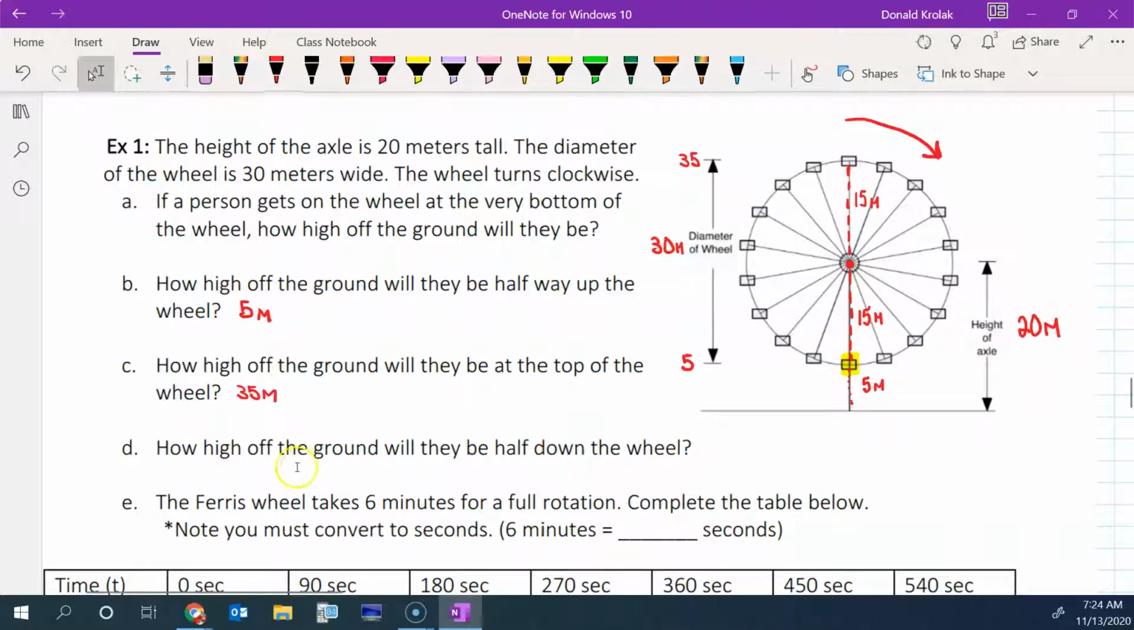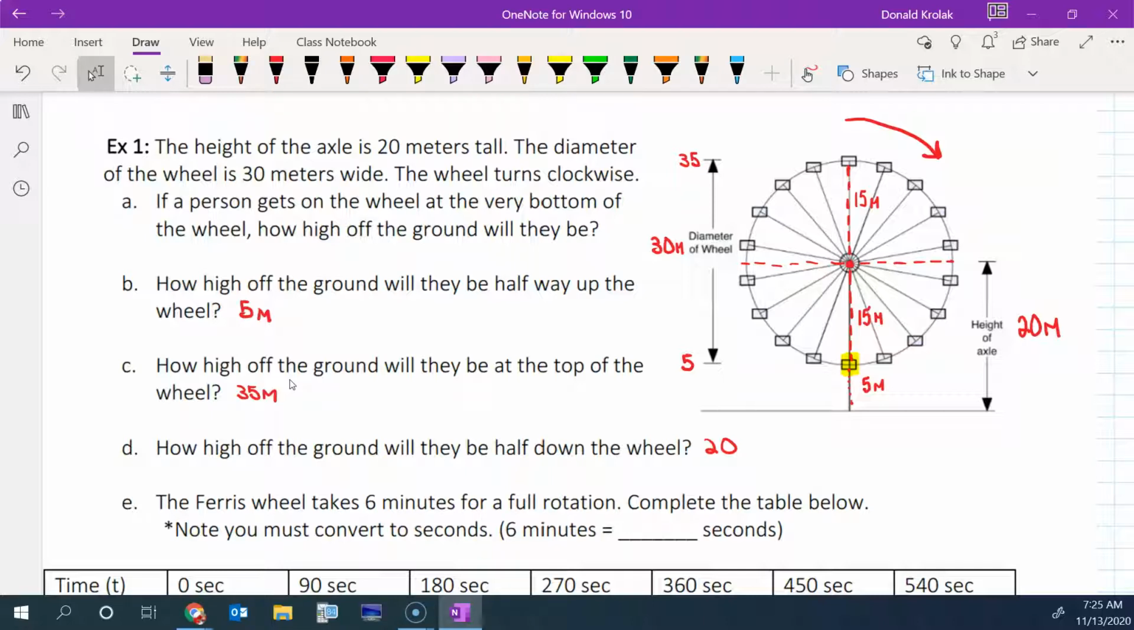And then how high off the ground will they be halfway down the wheel? So that would be when they are either this location or this location. Then what's their height going to be? 20. All right. So what it turns out is 20 is the midline. And 35 is the max and 5 is the min. B and D.